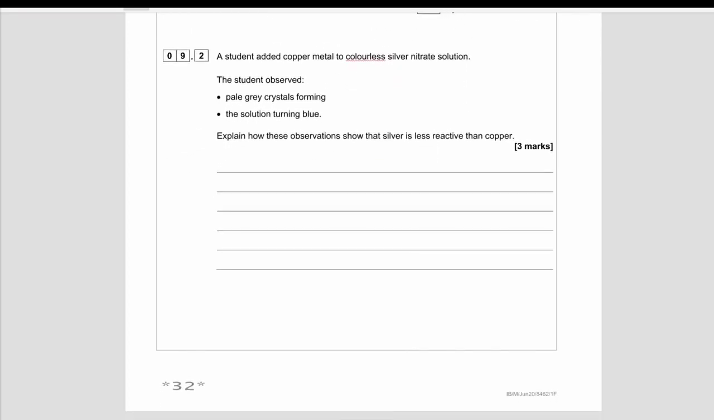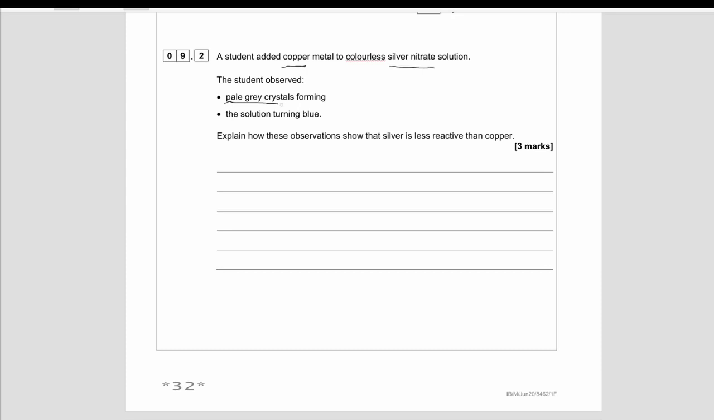Question 9.2 says a student added copper metal to colourless silver nitrate solution. The student observed pale grey crystals forming and the solution turning blue. Explain how these observations show that silver is less reactive than copper. Well, we've added pure copper to silver nitrate solution. So we're starting off with copper atoms with no charge, and silver nitrate being an ionic substance, because silver is a metal and nitrate, nitrogen and oxygen, are non-metals. This will be ionic, so you have silver ions and nitrate ions floating around.